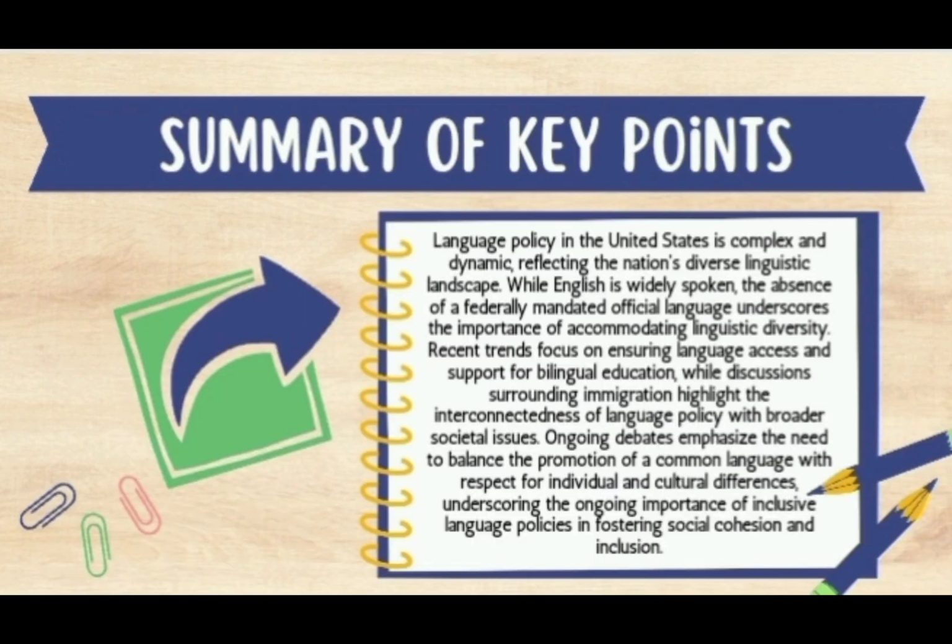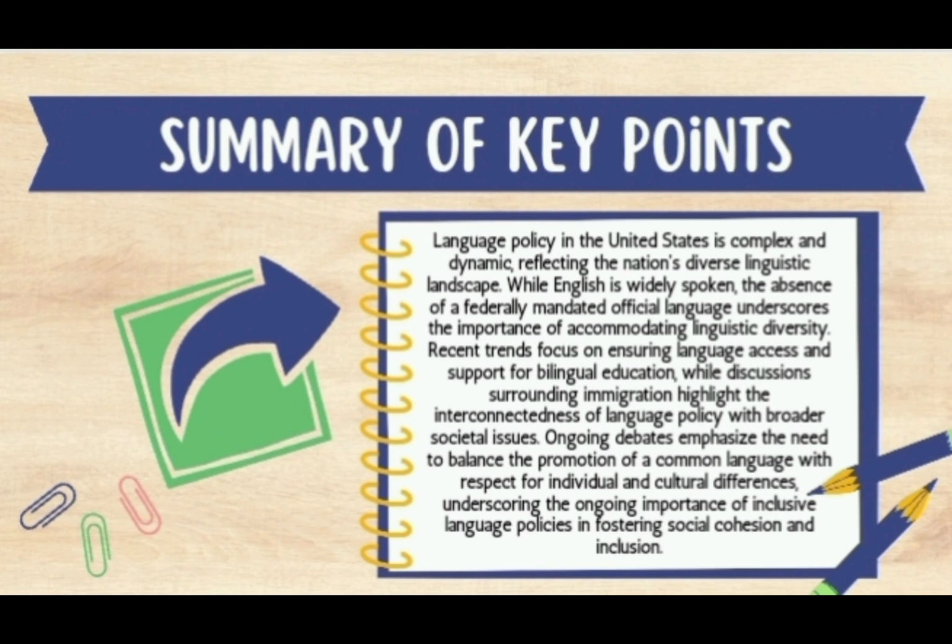Now, for the first one, the summary of key points. Language policy in the United States is complex and dynamic, reflecting the nation's diverse linguistic landscape. While English is widely spoken, the absence of a federally mandated official language underscores the importance of accommodating linguistic diversity. Recent trends focus on ensuring language access and support for bilingual education, while discussions surrounding immigration highlight the interconnectedness of language policy with broader societal issues. Ongoing debates emphasize the need to balance the promotion of a common language with respect for individual and cultural differences, underscoring the ongoing importance of inclusive language policies and fostering social cohesion and inclusion.